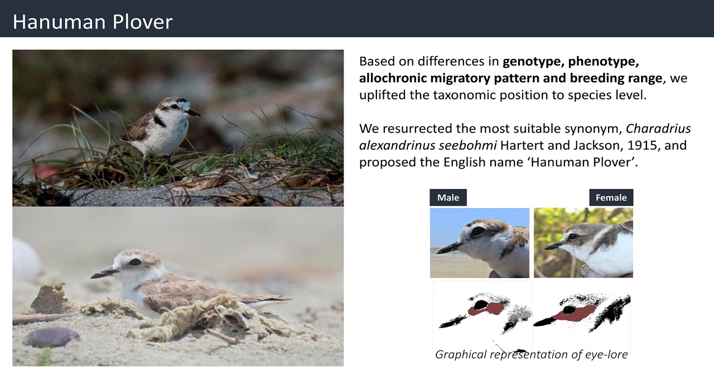So as you can see on the right side, there's a male and female Hanuman plover. In the males, the eye line is incomplete. That's the very distinguishable feature that can be seen in male Hanuman plovers, while the females have this all over, from the end of the beak to the end of the eye.